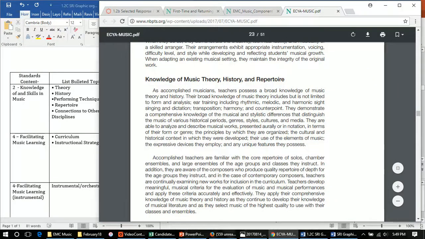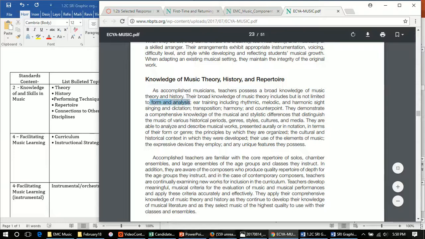Knowledge of music theory, history, and repertoire. If I read here, it says, as accomplished musicians, teachers possess a broad knowledge of music and music theory and history. Their broad knowledge of music theory includes, but is not limited to, form and analysis, ear training, including rhythmic, melodic, and harmonic sight singing and dictation, transposition, harmony, and counterpoint.